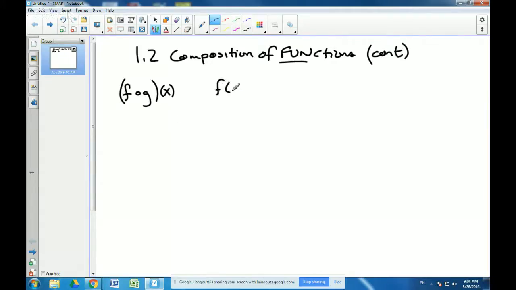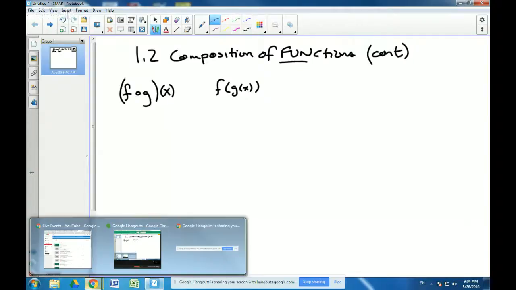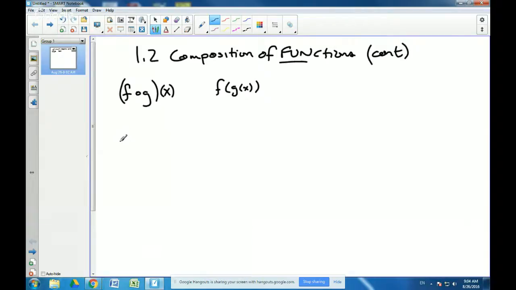The two different ways to write the composition of functions. I prefer this because it tells you that it's inside of that. Sometimes you see this. This is getting less and less used, but it's still around. But for those of you in math and science careers, you need to see it. You're going to see it in college.